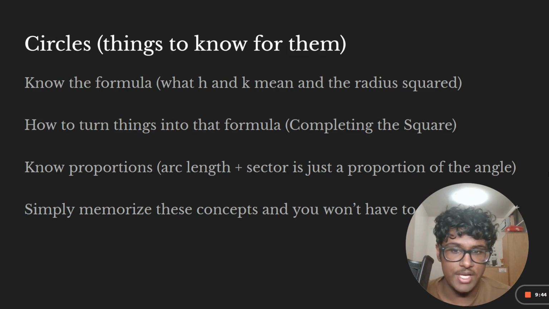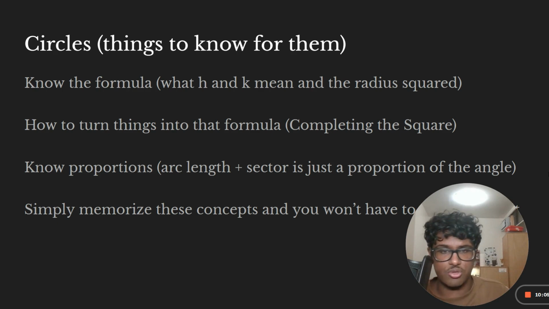Now, on proportions, arc length and sector are just way more complicated than they have to be. If I'm looking at the arc length of something, I just know it's a portion of the circumference. How do I figure out what that portion is? The whole circle is 360 degrees, but if the highlighted portion of that circle is only 80 degrees, I know it's 80 over 360. That's the proportion. I just multiply it by either the circumference if it's arc length, or the area if it's sector. Remember that all of those things are just proportions of the total circle. Figure out what fraction it is in terms of degrees, divide it by the total degrees, and then multiply it out. So simply memorize all of these concepts and you're going to ace circles.